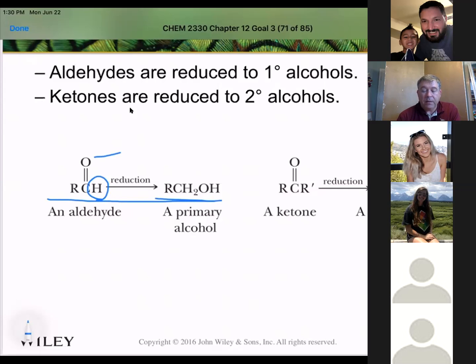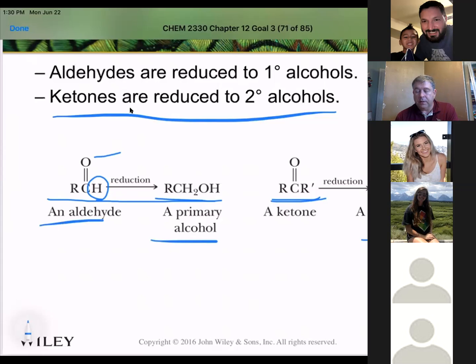Okay. If we did the same thing to a ketone, all ketones, when we add hydrogen across the carbon-oxygen double bond, we get secondary alcohols. And remember, if we wanted to get to a tertiary alcohol, we would take a ketone and react it with a Grignard reagent. Okay. So if all aldehydes go to primary alcohols and all ketones go to secondary alcohols, what else do we have? Okay.